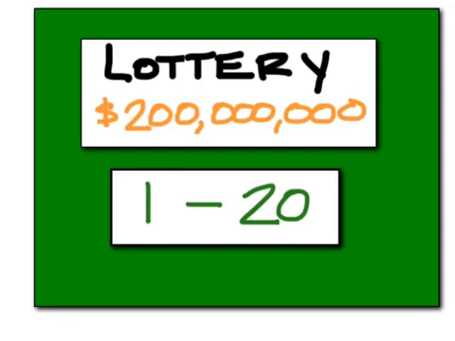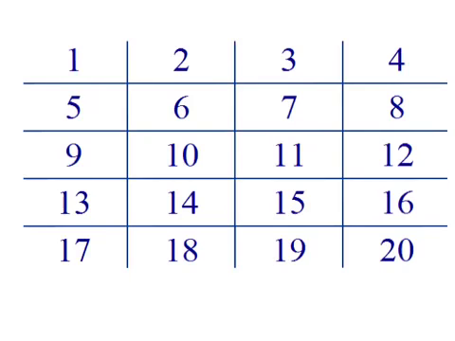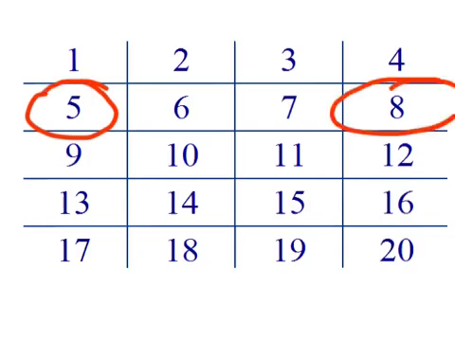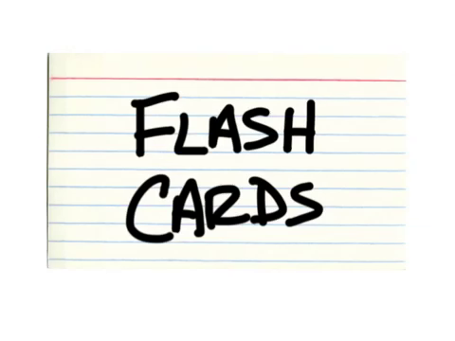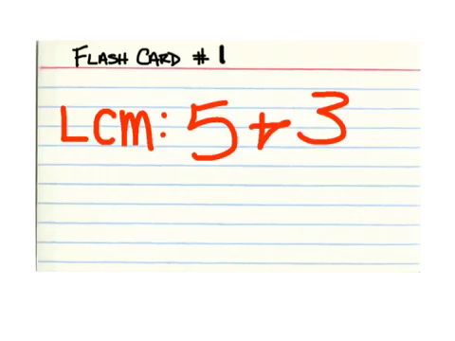Okay, go ahead and bring your number up for the lottery. Alright, winning numbers for today are 5 and 8. Okay, flashcards, go ahead and call them out.